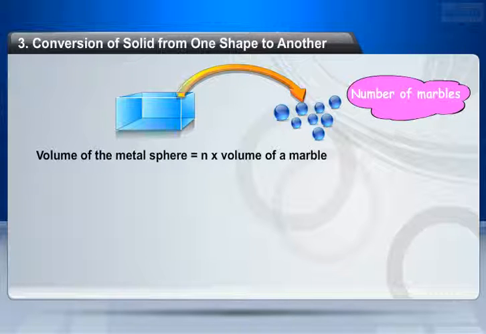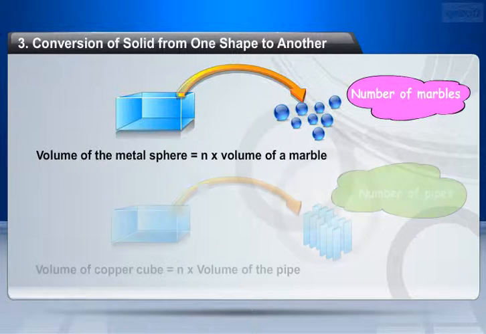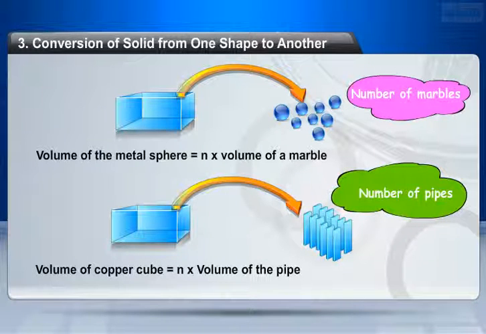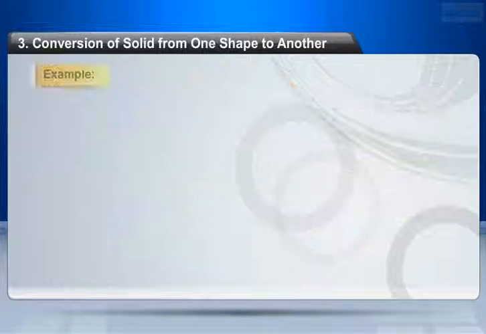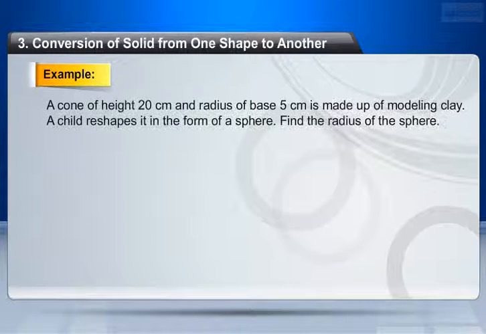Similarly, when a copper cube is converted into smaller pipes, we would observe that volume of copper cube equals n into volume of the pipe, where n is the number of pipes that got converted. And the surface area of the copper cube is not the same as that of the surface area of each of the pipes. Let us see some examples involving the concepts discussed.